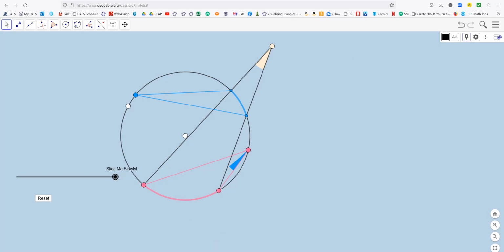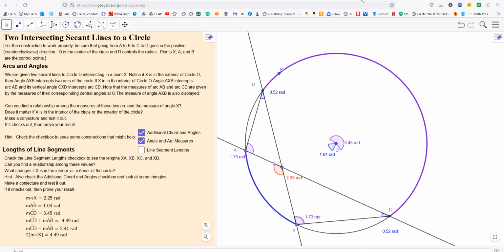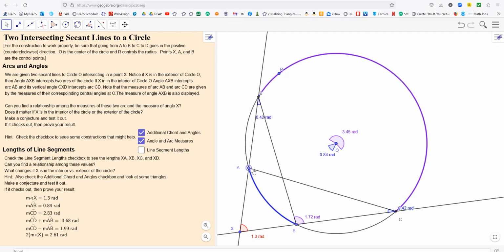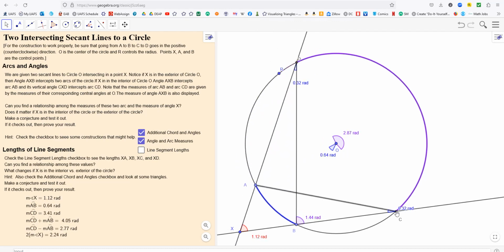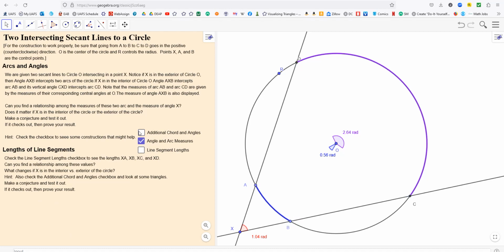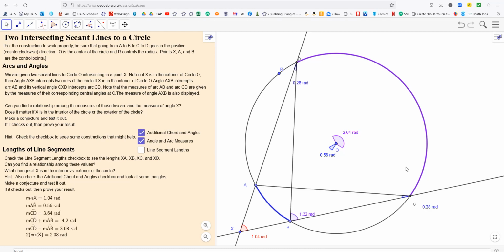Okay, let's look at it numerically again. Let's bring this point X outside the circle here. So now we have, again, two angles that it intercepts. It intercepts this arc AB, and this arc CD. Okay, so that's our setup right there. Now, if we look at some additional angles and some measures, how do they compare?